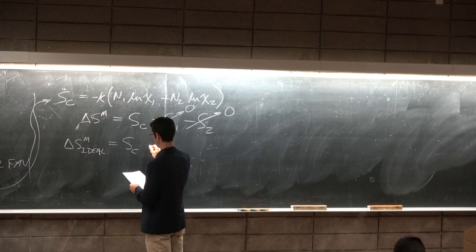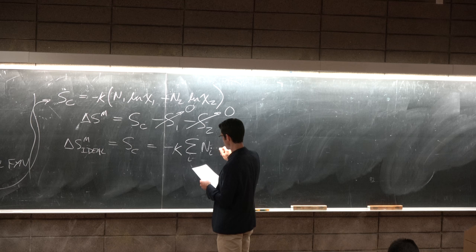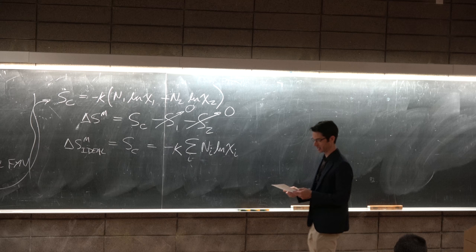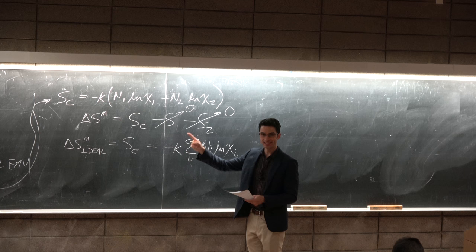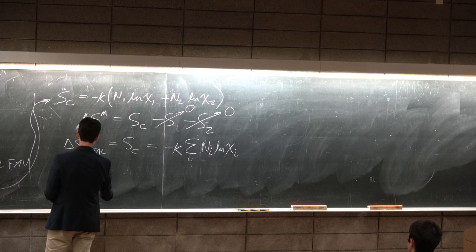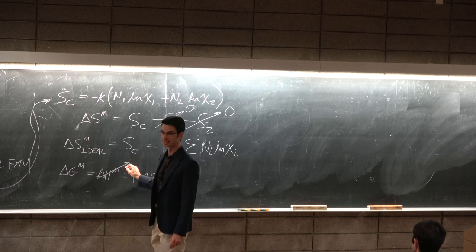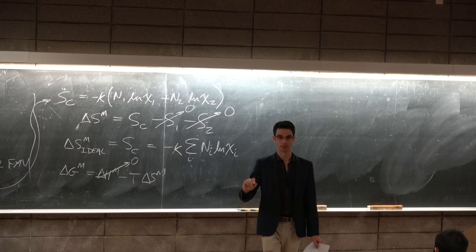And for a multi-component system, we have minus k, the Boltzmann constant, times the summation over the i components of N sub i times the natural log of X sub i, the mole fraction of i. So if we have delta G equals delta H minus T delta S, delta G M equals delta H M minus T delta S M. We already know that delta H is 0 because they have equal intermolecular forces between 1 and 1, 1 and 2, and 2 and 2.